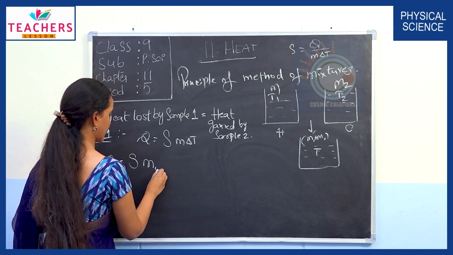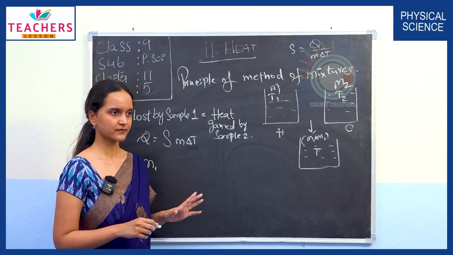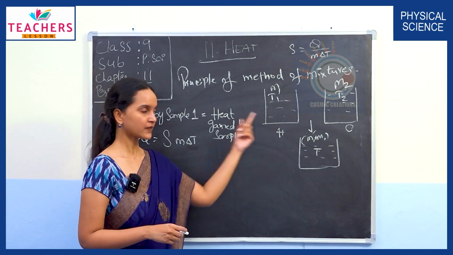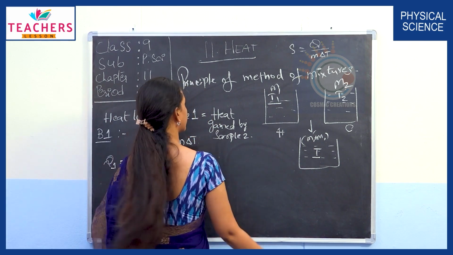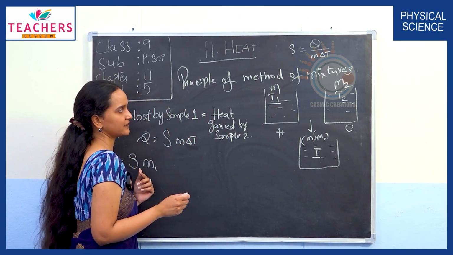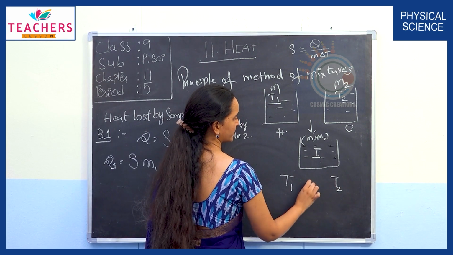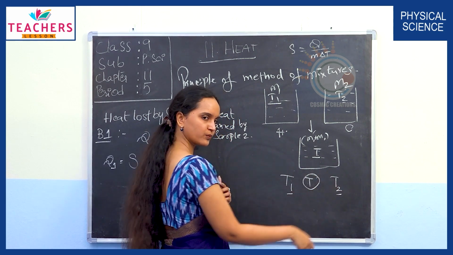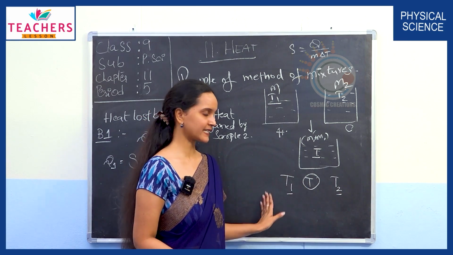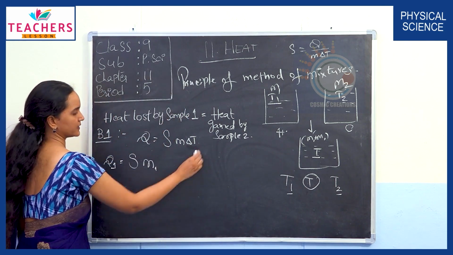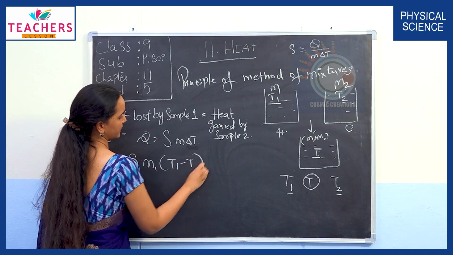Now this is not temperature. This is delta T, which means change in temperature. So how is the temperature changing for sample 1? From T1, it is changing to T. So T1 minus T. Which is greater? This is the hotter sample. Now what did we say about T? It would be lying between T2 and T1, so T2 is less than T, which is less than T1. So the change in temperature, from T1 it reduced to T: T1 minus T.